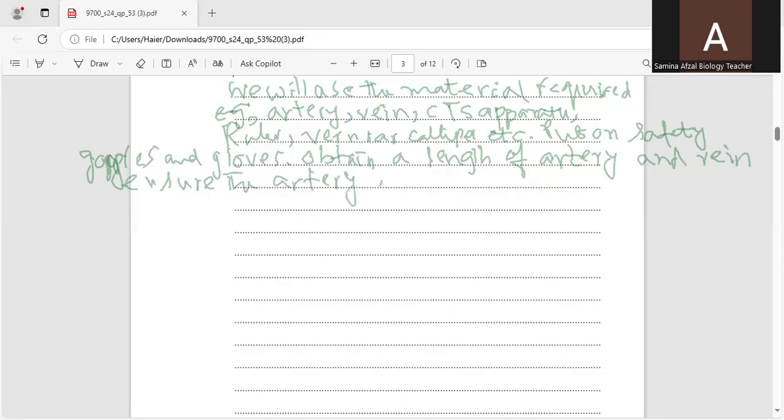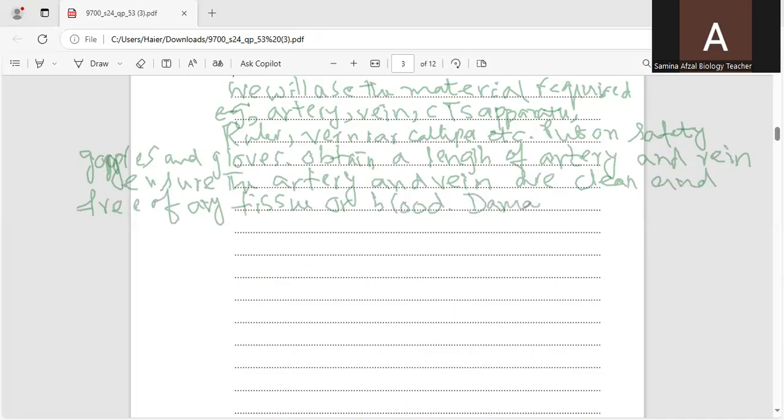Ensure the artery and vein are clean and free of any tissue or blood. Damaged artery or vein can be discarded.